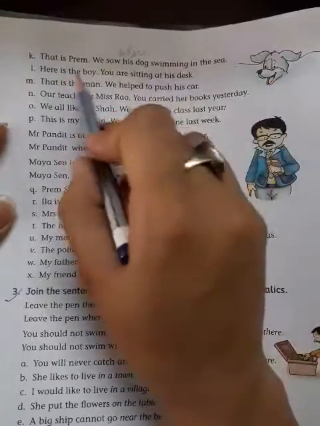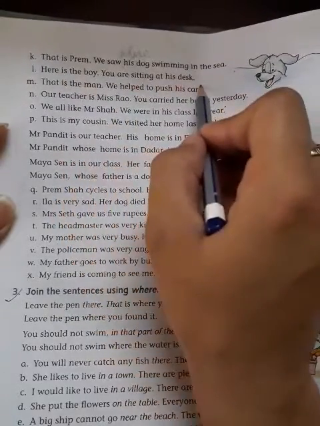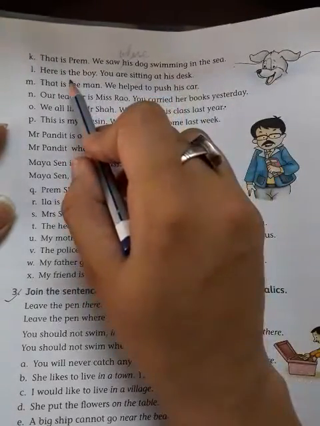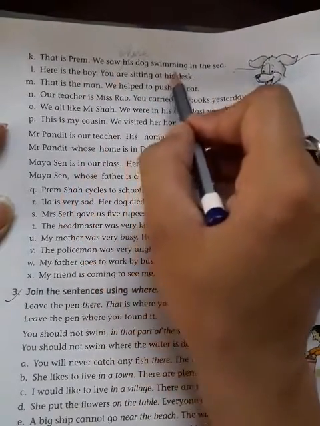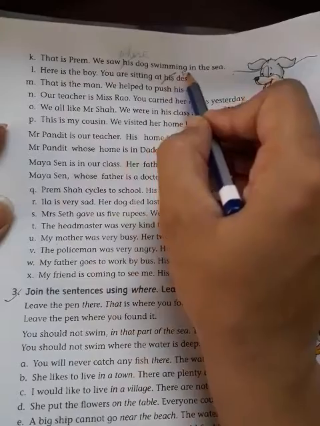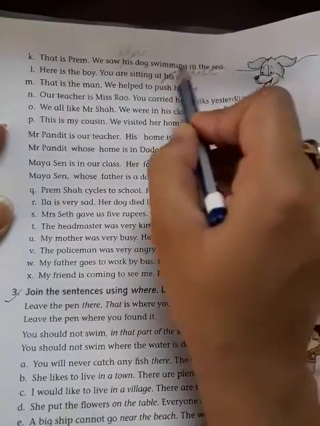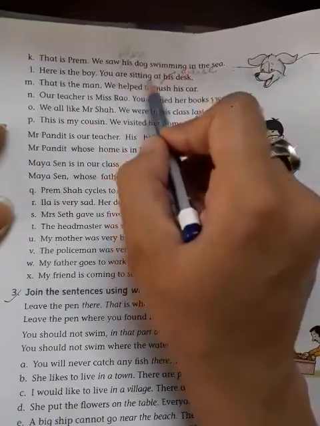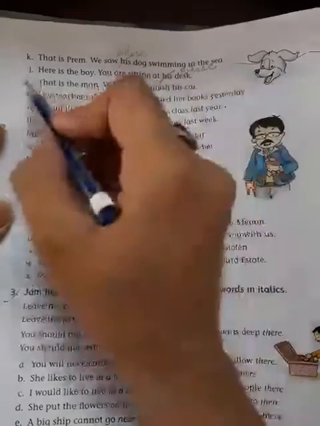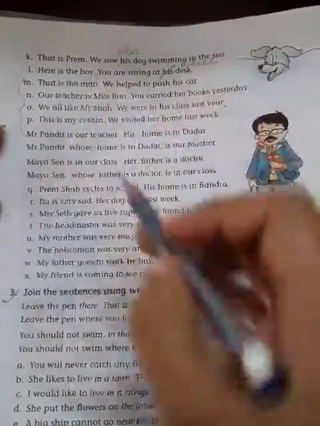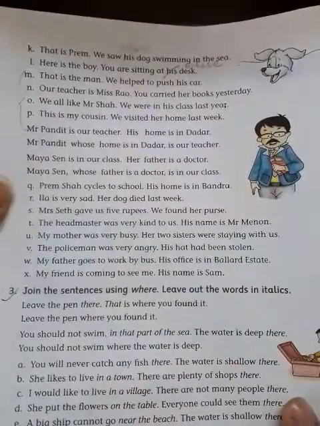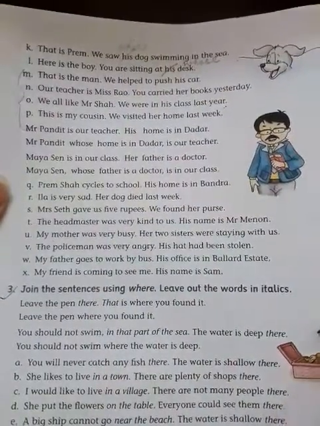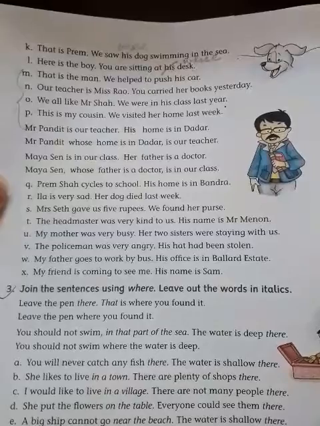Okay. Here is the boy. You are sitting at his desk. And the answer is, here is the boy. Sorry, here his will be removed, whose will be added: whose desk you are sitting at. Now M to P, you will try to solve it yourself. I will send you the notes and then you can check it. Okay. So let us proceed to the third part of this exercise.